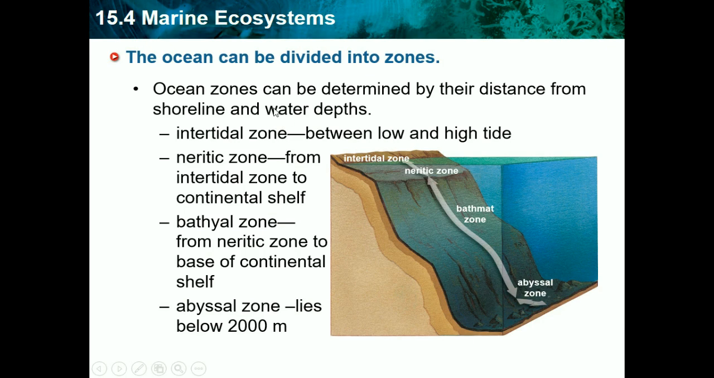And then we have the neritic zone, which is from the intertidal zone to the continental shelf. So it would be from the top, the intertidal zone, down to the base of the floor, the continental shelf. And then we have the bathyal zone, which is from the neritic zone to the base of the continental shelf, so all the way to basically the bottom of the continent. And then we have the abyssal zone, which lies below 2,000 meters. An abyss is like a really big hole in the ground, so you can think of it as the bottommost.